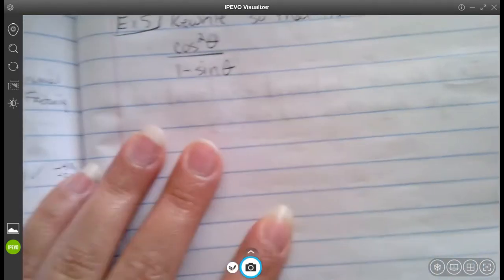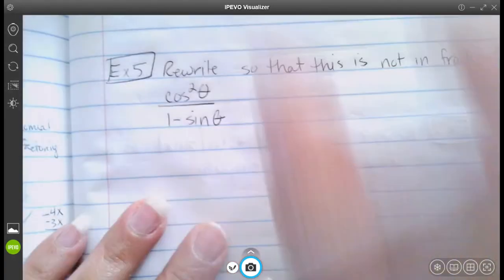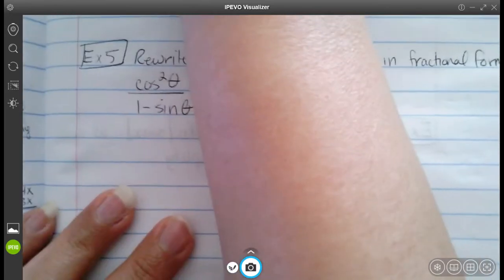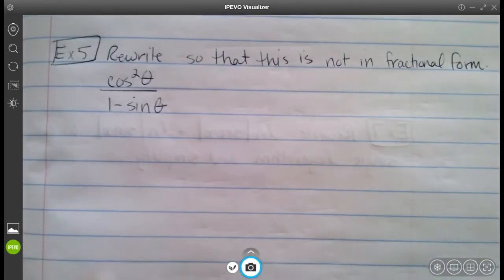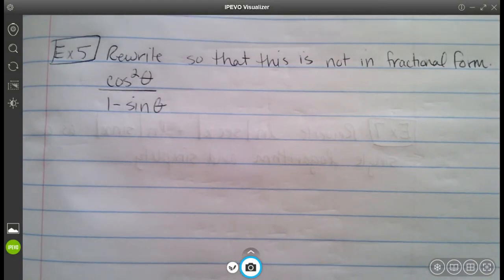Moving on. Number 5, and we're almost done, guys. Number 5, I was not going to do because we kind of already did one similar to this, but you know, it's okay to do a little bit more practice. So let's do number 5. This one says rewrite so that this is not in fractional form. So we have cosine squared theta over 1 minus sine theta.